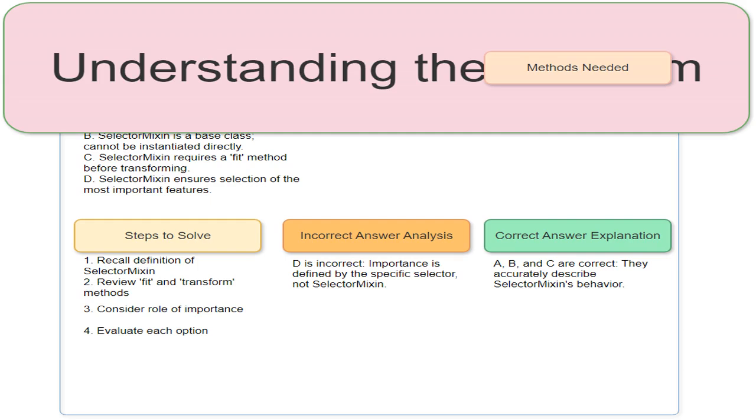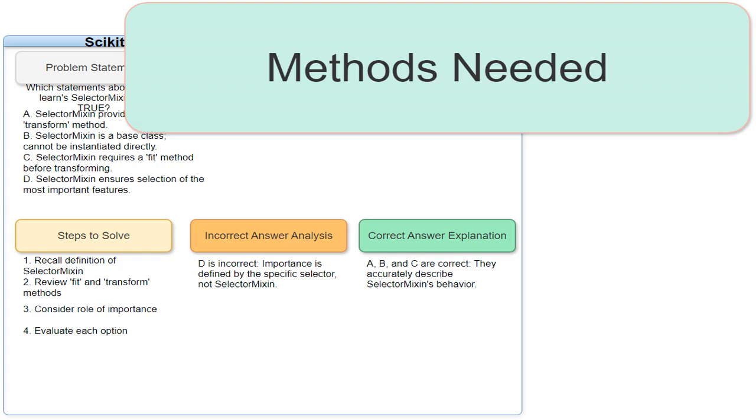This section explains what knowledge I need to solve the problem. It highlights that I need to understand SelectorMixin as a base class, and the roles of the fit and transform methods within feature selection in machine learning. This section points out that I need to use my knowledge of Sklearn's documentation and the general behavior of SelectorMixin and its related classes to solve this. No complex calculations are involved. It's all about understanding the concepts.